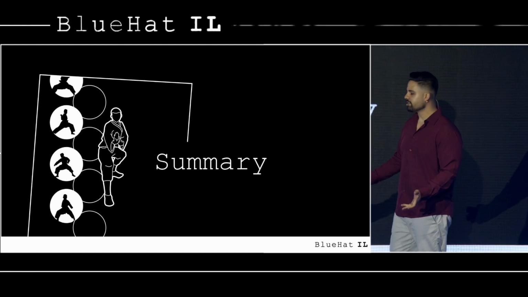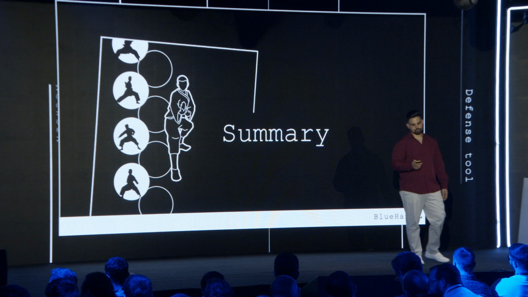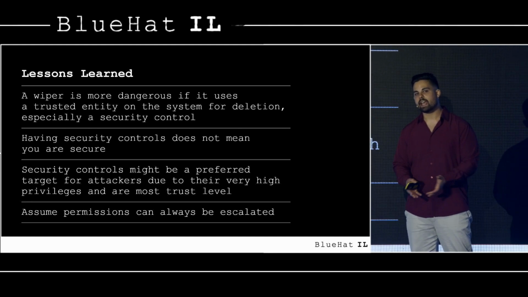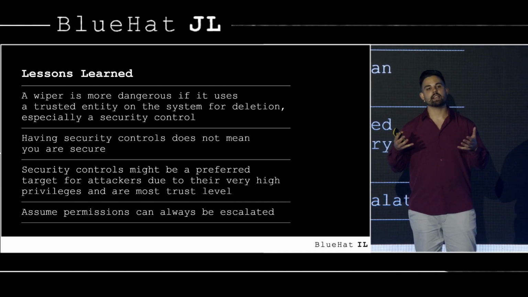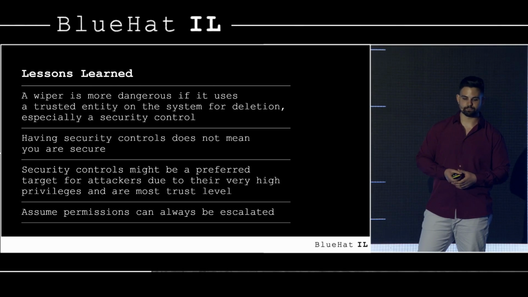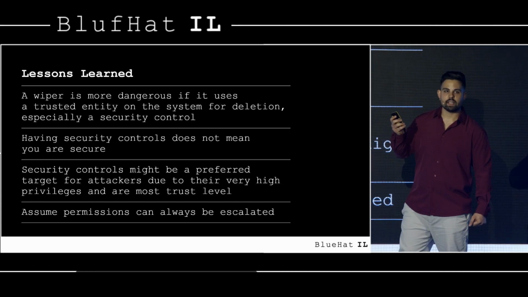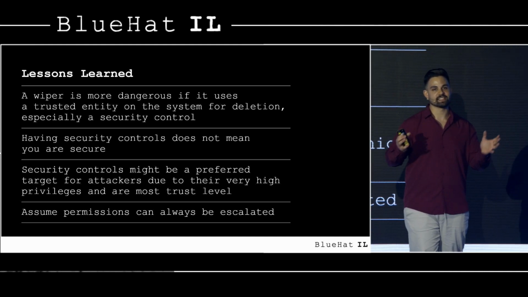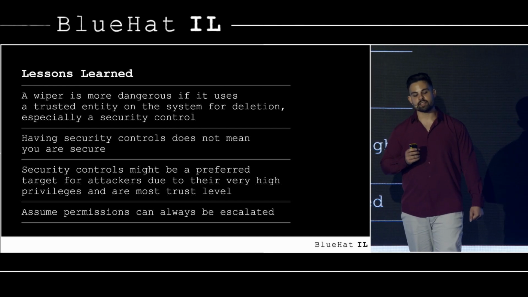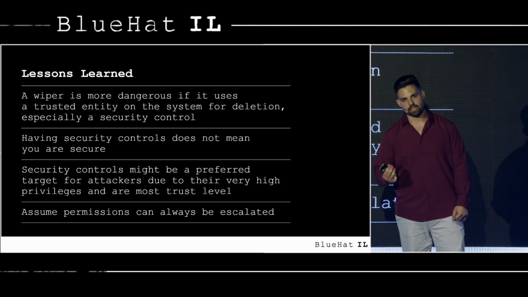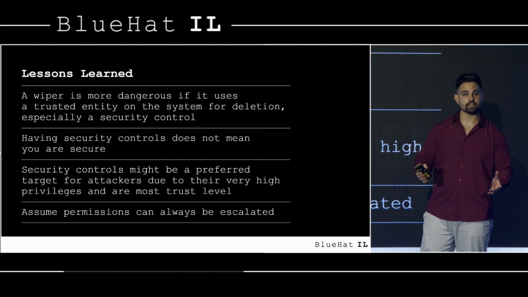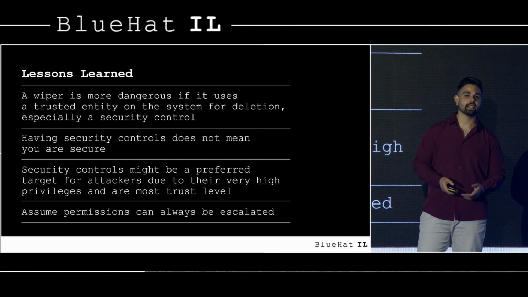OK, so let's summarize everything that we can learn from this research. The first takeaway is that, of course, a wiper or any other malware is by far more dangerous if it uses a trusted entity on the system, and especially, like in our case, the security control. Second, this is very important to understand. Having security controls does not mean that you are actually secure, so keep that in mind every day and keep validating yourself. Third, security controls might be a very preferred target for an attacker as they have very high privileges and they are extremely trusted. Lastly, and this is pretty obvious, always assume that permissions can be escalated, of course.